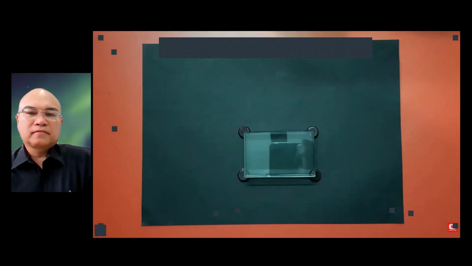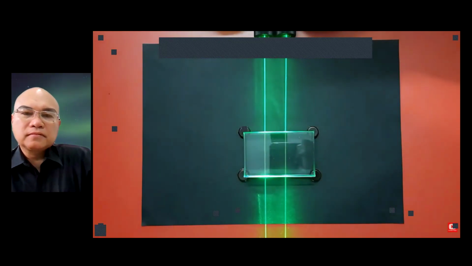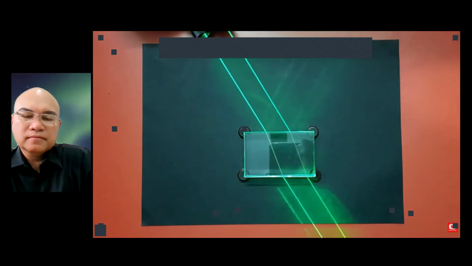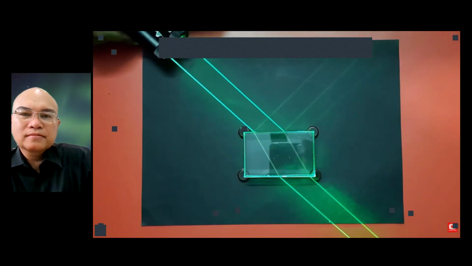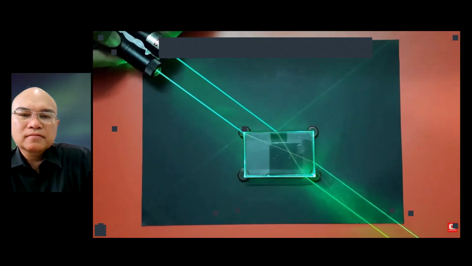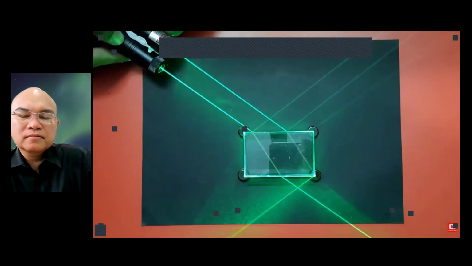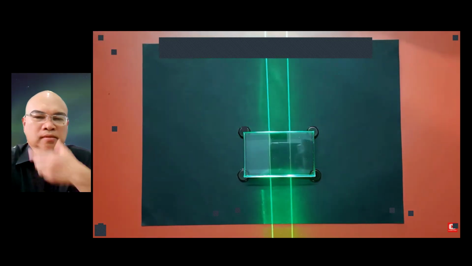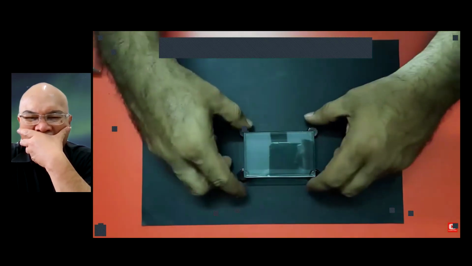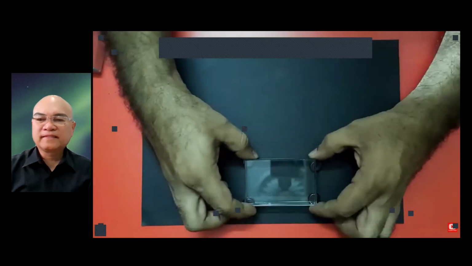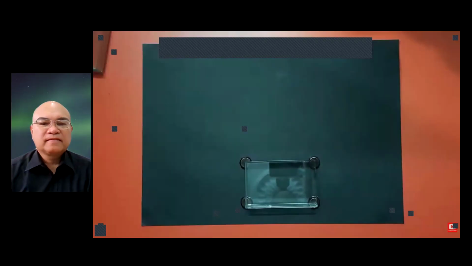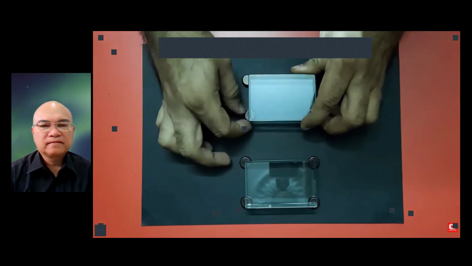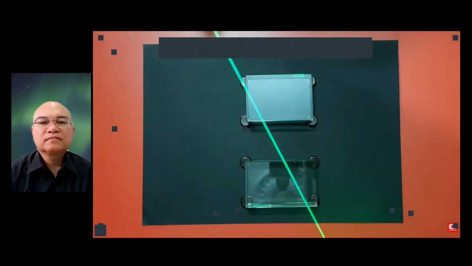Now we will pass both the laser beams through the glass slab. Observe that the same amount of bending is taking place for both laser beams as the angle of incidence is the same for both. Now we will use two glass slabs to show how a ray of light goes from air to glass slab 1 and then air and again to glass slab 2.